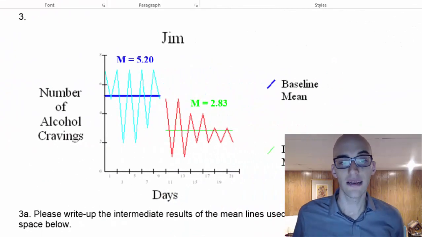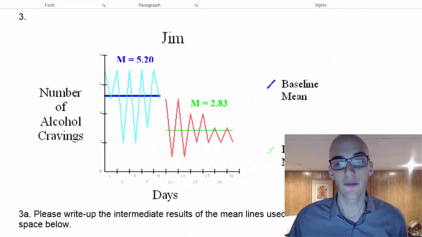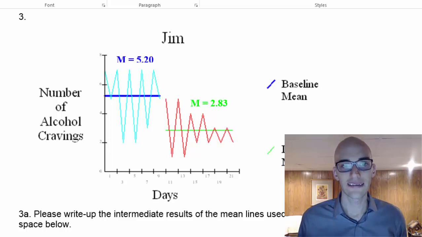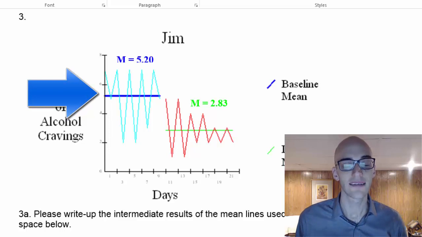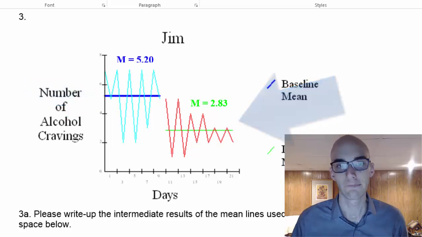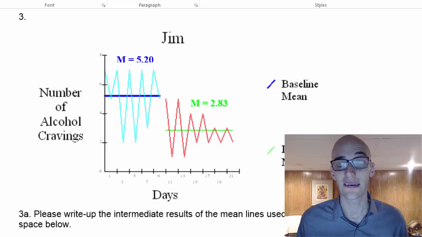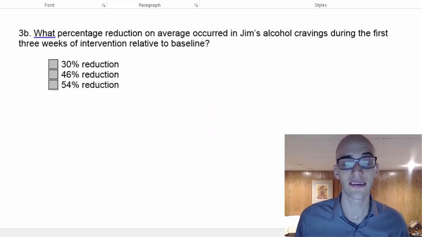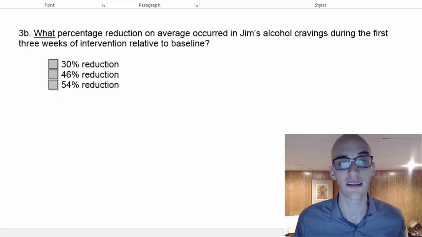All right, and then for number 3, it says to write up the intermediate results of the mean lines used to analyze Jim's data in the space below. From here you can see that there would be some autocorrelation. There's not really a trend here, so we could just take the mean lines just like I showed you in class. And based on the mean lines, what would you write up as a change from the baseline to the intervention phase here? You'd want to be talking about the mean and the range in both the baseline phase and the intervention phase. And then the last question is what percent reduction on average occurred in Jim's alcohol cravings during the first 3 weeks of intervention relative to baseline.